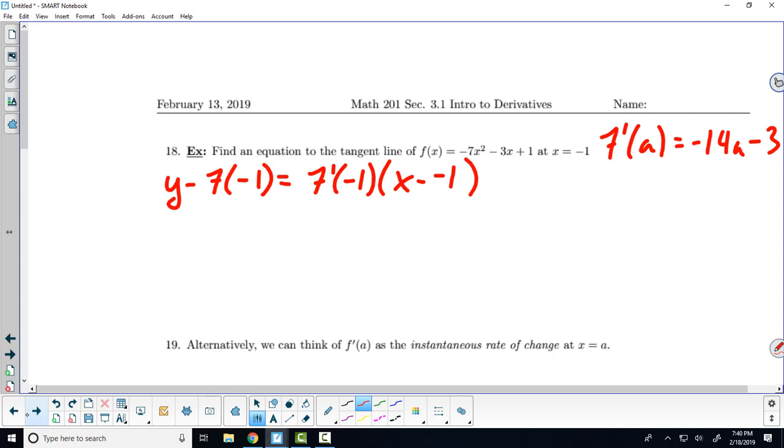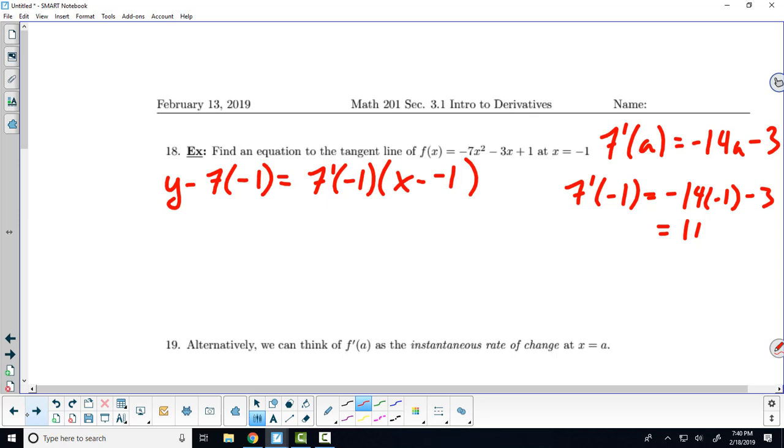Okay? You check by taking the derivative of that. Yes, indeed, that's what you get. Okay? So anyway, what would be f prime of negative 1? It would be minus 14 times negative 1 minus 3, which is negative 11, I think. That's 11. Positive 11. Thank you.